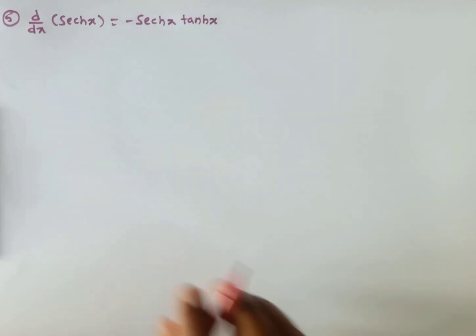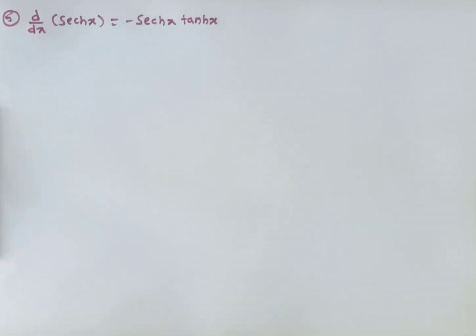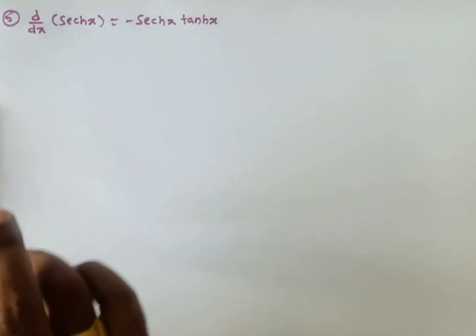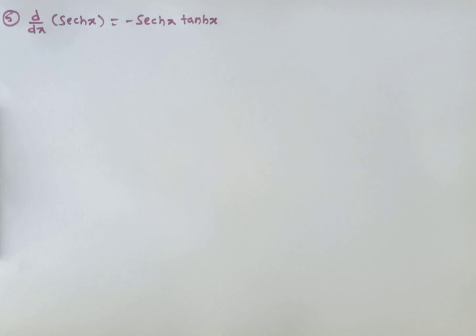It is similar, but here there is a negative. The derivative of sec x is different, it is sec x into tan x. But for sech x, it becomes minus sech x into tanh x.